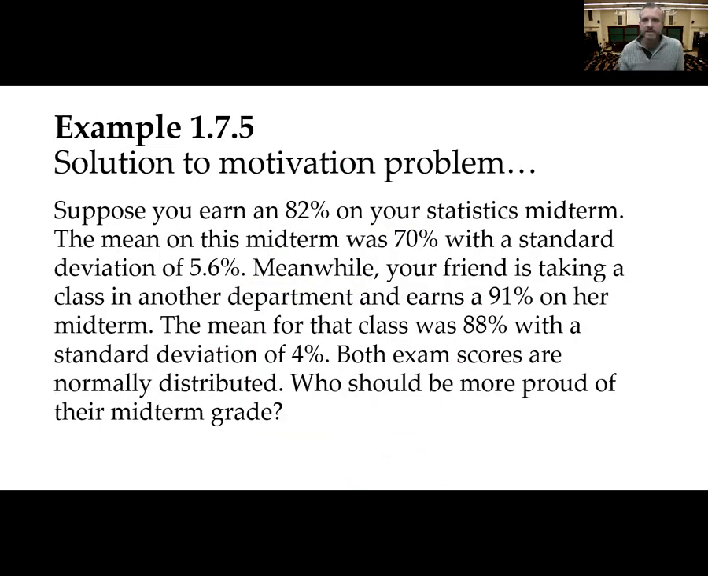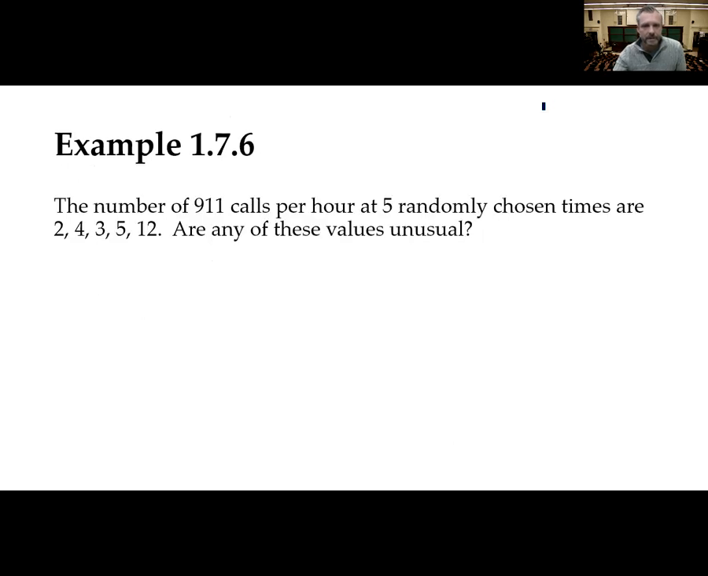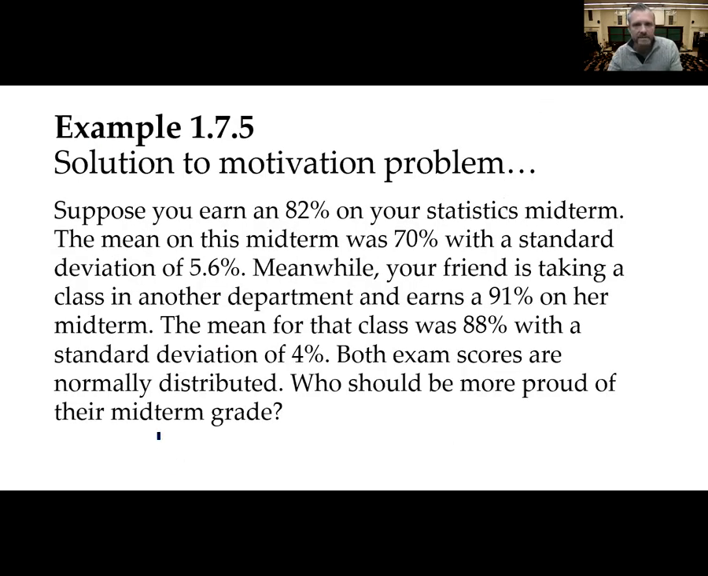So let's look at this motivation problem again. We've got 82% was your score. The mean was 70%, and the standard deviation was 5.6%. Your friend, on her exam, got a 91. The mean was 88, standard deviation 4. So who should be more proud? Well, let's take a look.